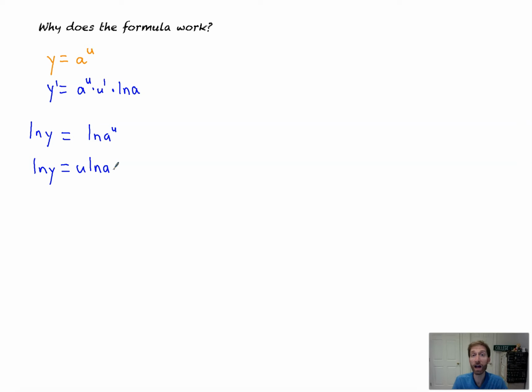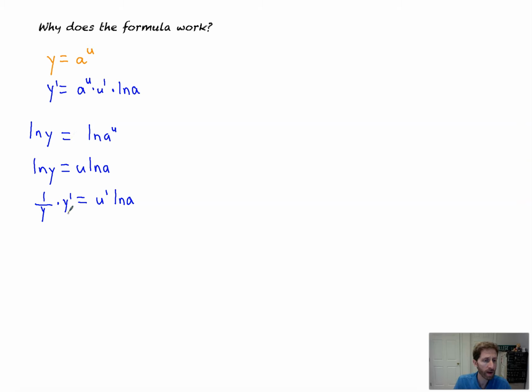ln of a is a constant. It is not a variable. That's what allows this thing to work. It is a constant, any number. It could be 3, 4, 2.7, 8, any number. Now we'll take the derivative of both sides with respect to x. This will be 1 over y times y prime, or dy dx. That's equal to, well, the derivative of u is just u prime, right? That's with respect to x, or du dx. ln of a is a constant. There's no product rule there because it is a constant.